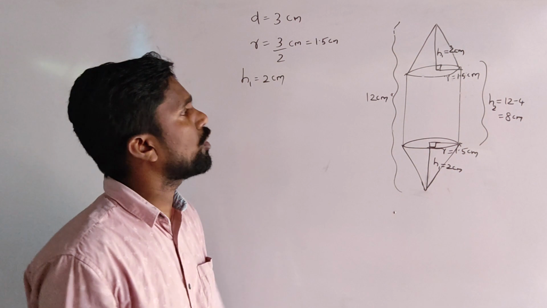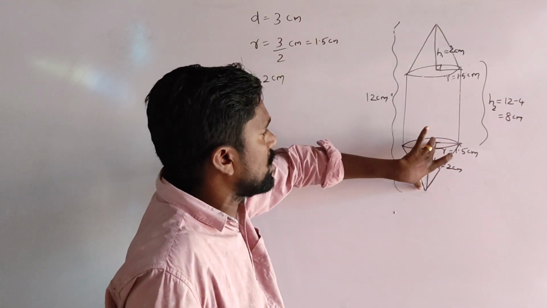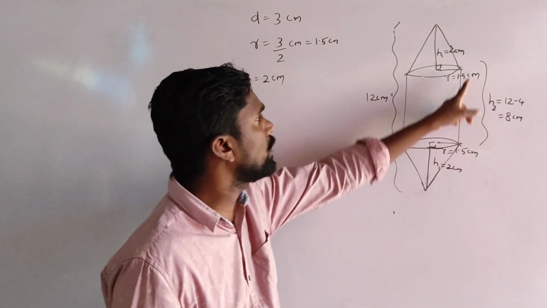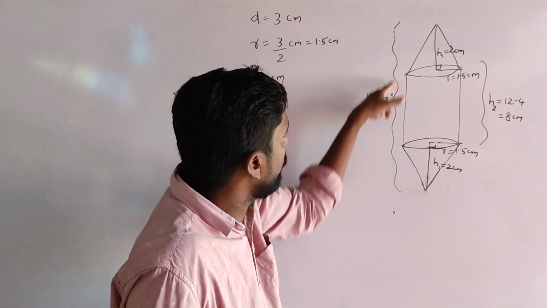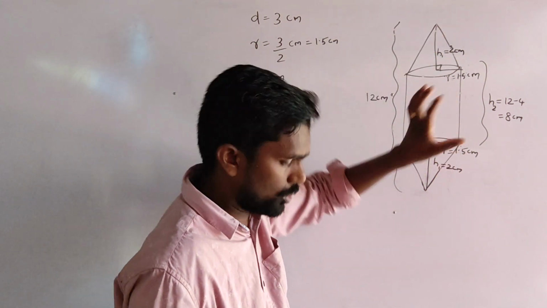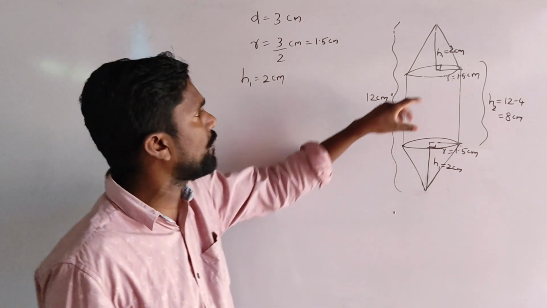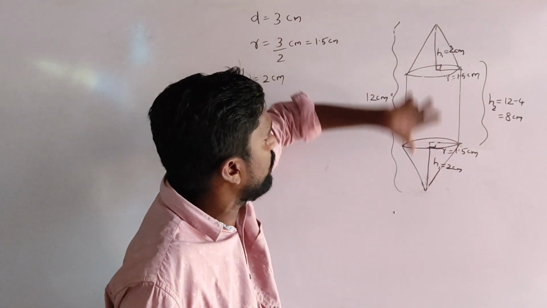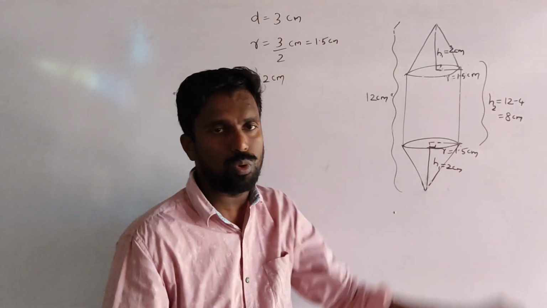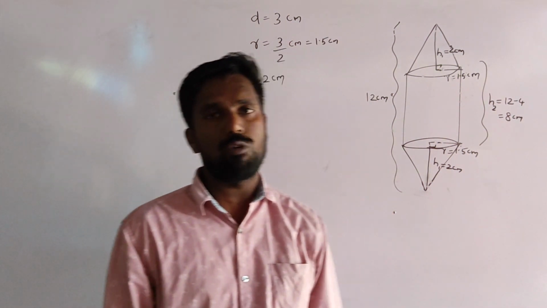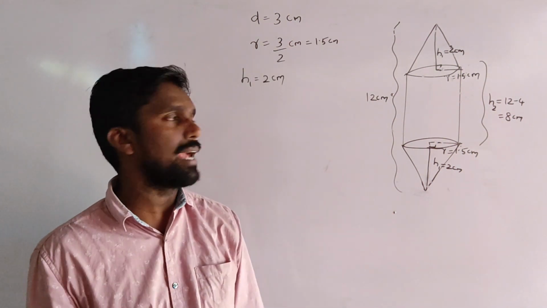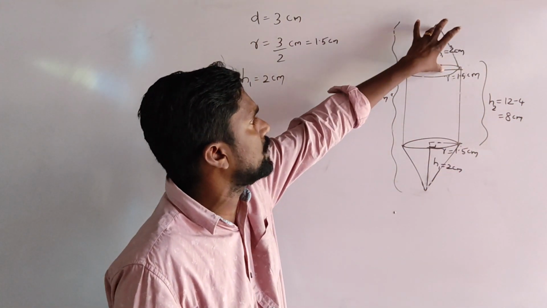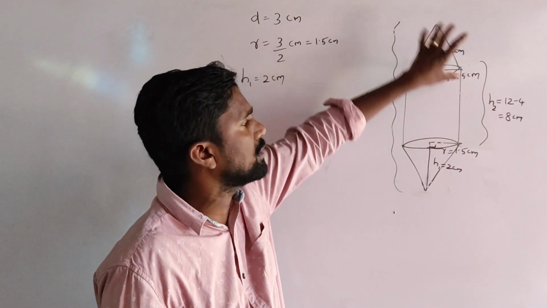And the height of the cone is 2 centimeter. Then the height of the cylinder means 12 minus 2 plus 2. Listen. Height of the cylinder means 12 minus 2 plus 2, that is 12 minus 4, which means 8. That is the height of the cylinder. Here the cylinder height is 8 centimeter and the cone's height is 2 centimeter.